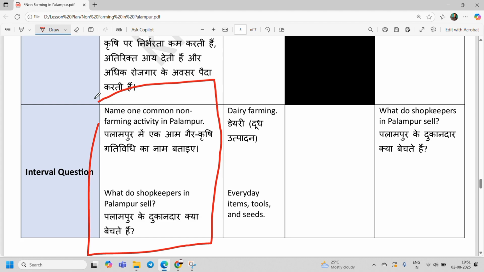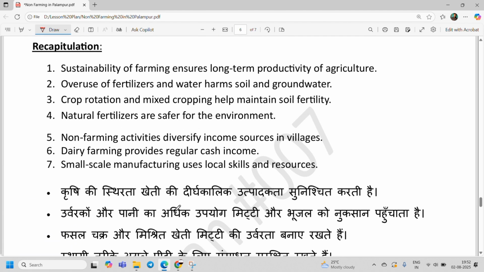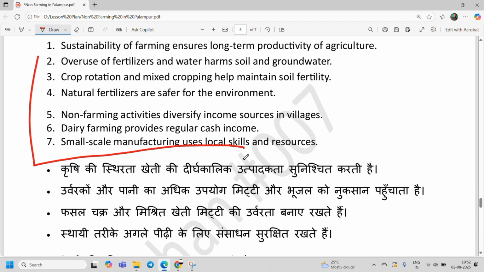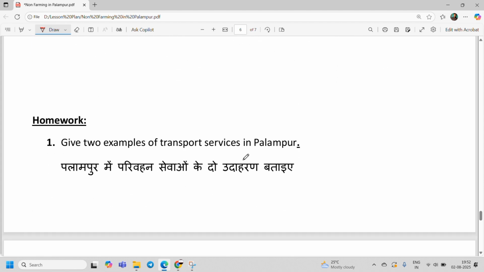After this, we write the recapitulation, where we write the conclusion of teaching that topic. What are the conclusions of the topic? This is also given in Hindi. And after writing the conclusion part, we give at least 2 homework. The first homework is give 2 examples of transport service in Palampur, and the second homework is why are non-farming activities important.